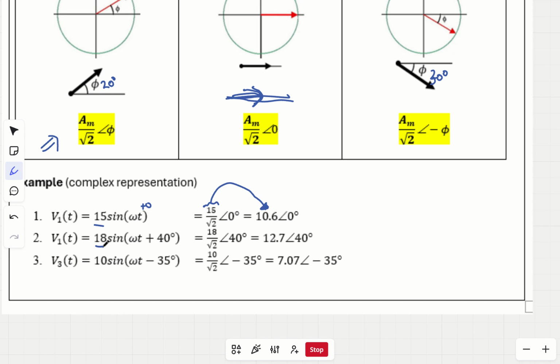Same thing here, 18, the phase is 40. So you take 18 divided by square root 2, which is 12.7, and you put the angle 40. This one is 10, the angle is minus 35. So 10 divided by square root 2 is 7.07, and then we put the angle. That's all. That's how to represent a sine wave in a complex form, a complex representation.